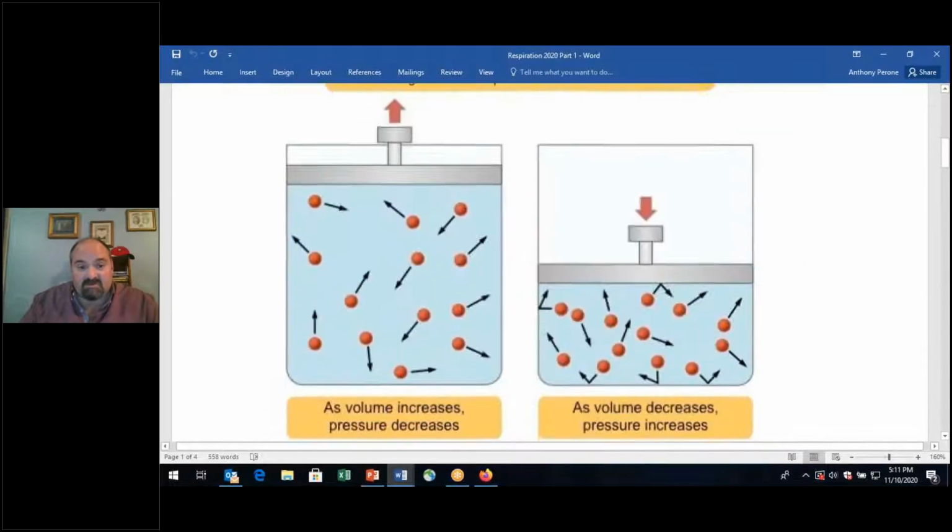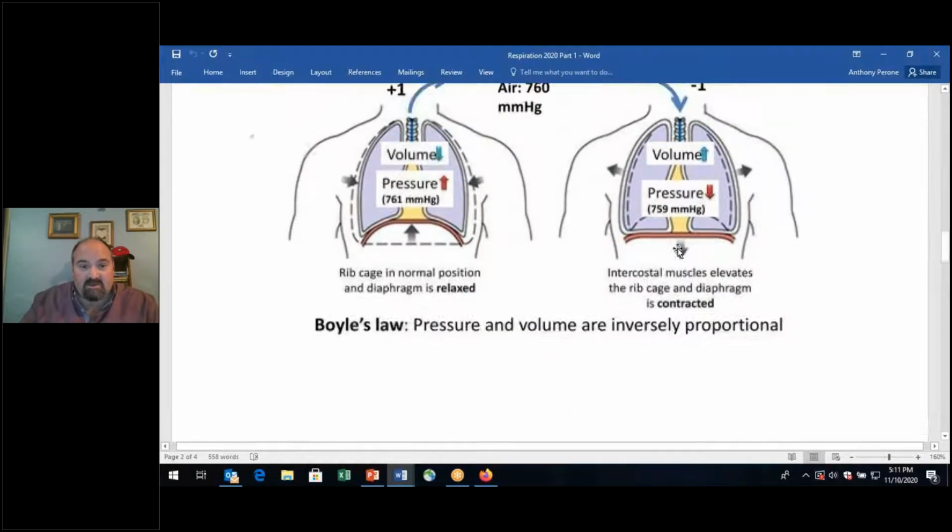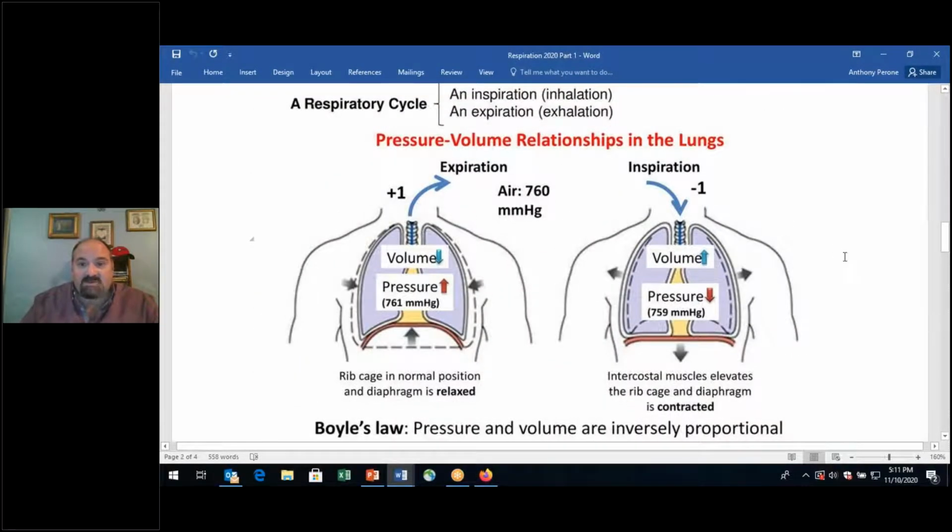Here, I want to show you also, here we go. So this is also in the notes, okay? So again, Boyle's law: pressure and volume are inversely proportional. One's high, the other's low. The other's high, the other one's low.